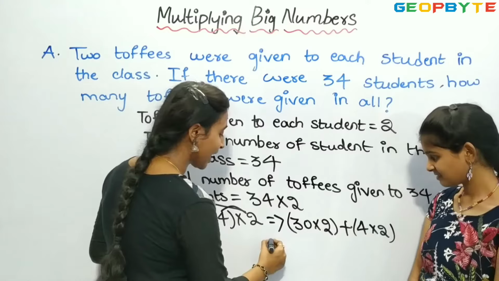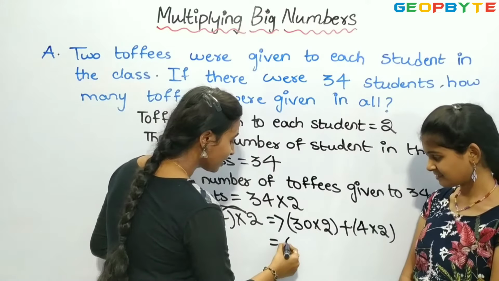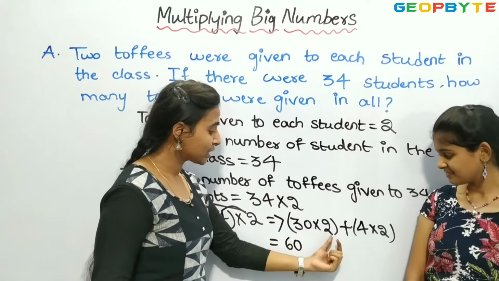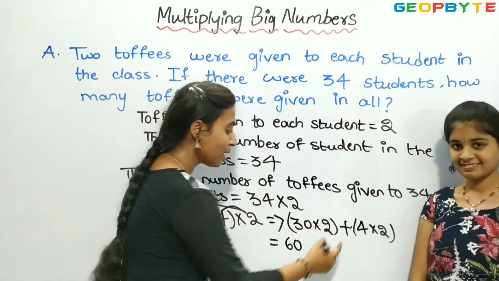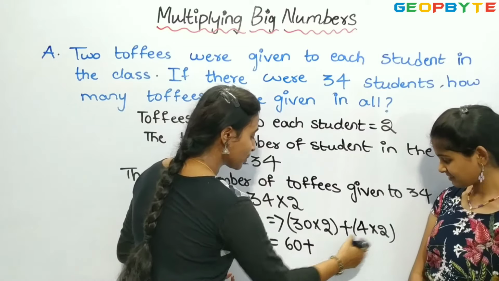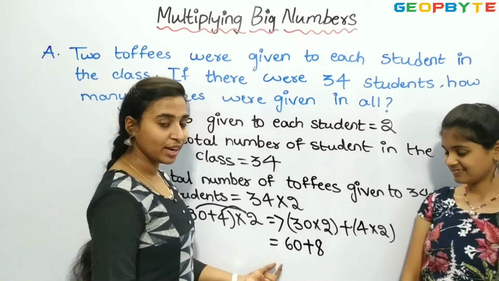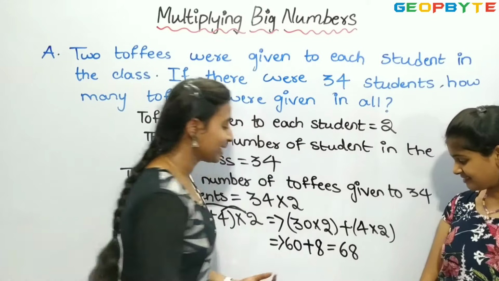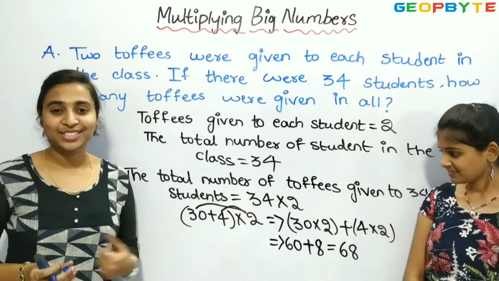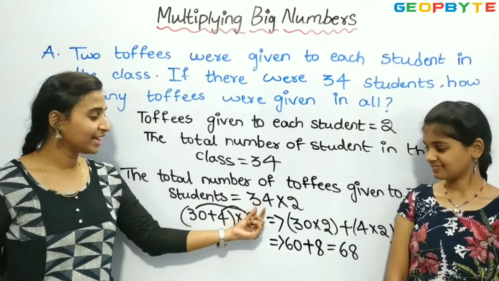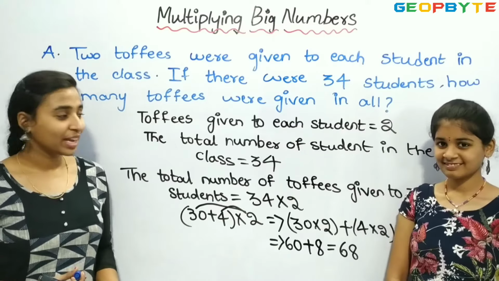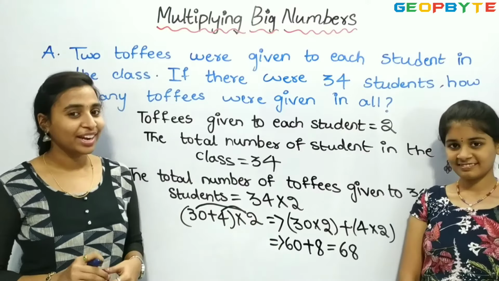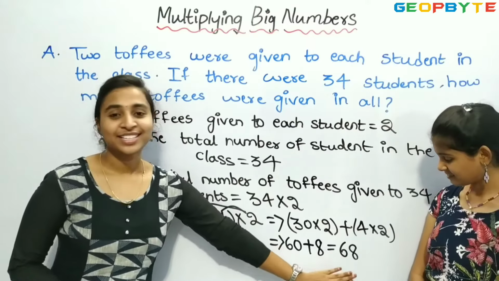Now, you can say this directly. 3 2s are 6, 2 into 0, 0. 3 2s are 6, 0 into 2, 0. We have plus 4 2s are 8. Now, children, 60 plus 8 is nothing but 68. Is this method easy, children, for multiplication of little big numbers? Yes, we can nicely split them like this and multiply individually. Finally, add them. We got 68.